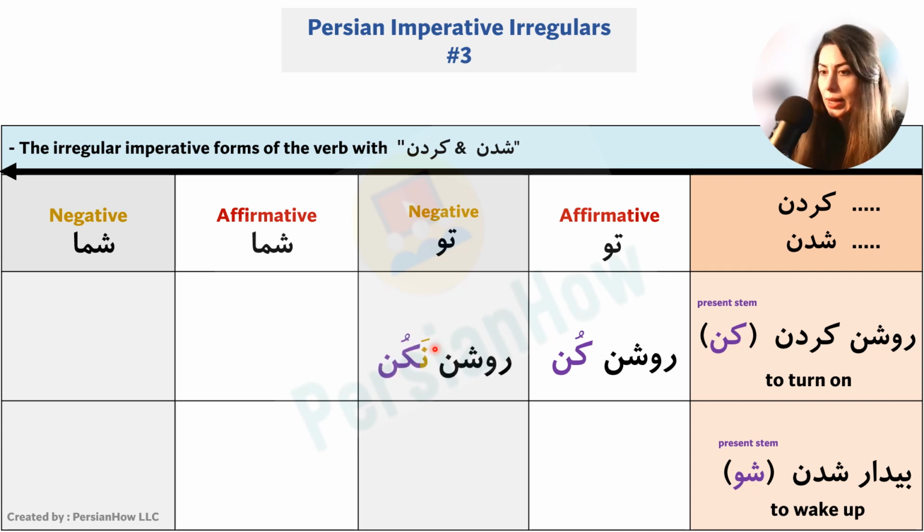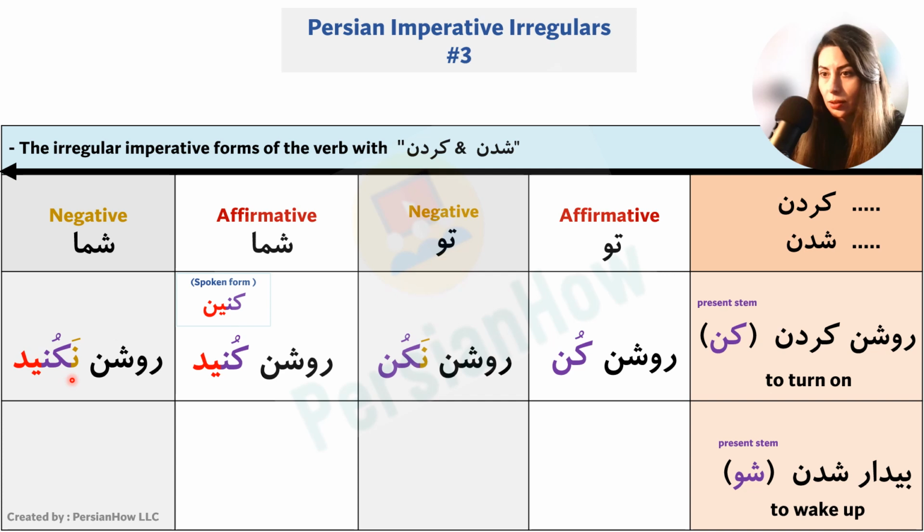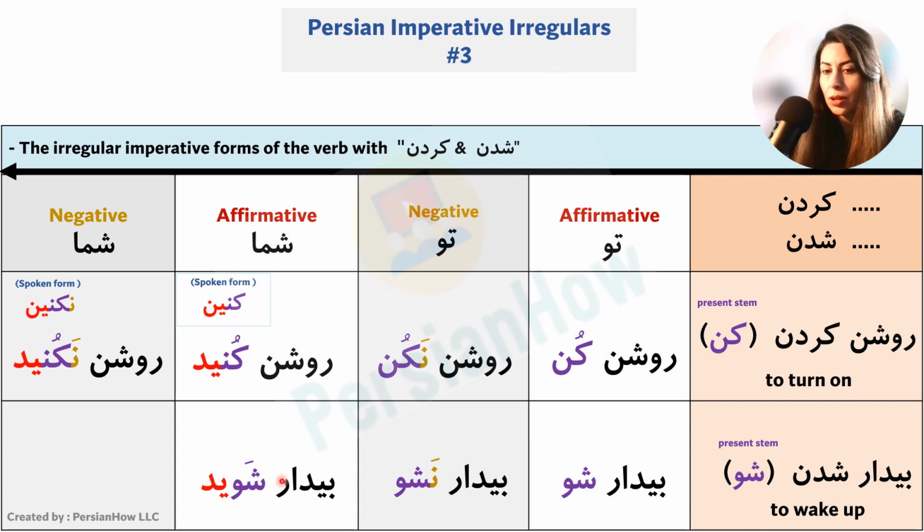روشن کن, روشن نکن, روشن کنید, which the spoken form is روشن کنین, and then روشن نکنید, which the spoken form is روشن نکنین. Or another verb here with the verbal element شدن. So بیدار شدن, to wake up. This is the present stem, شو. So بیدار, we don't say بیدار بشو, we say just بیدار شو. بیدار نشو, بیدار شوید. The spoken form is بیدار شین. بیدار نشوید. The spoken form is بیدار نشین.